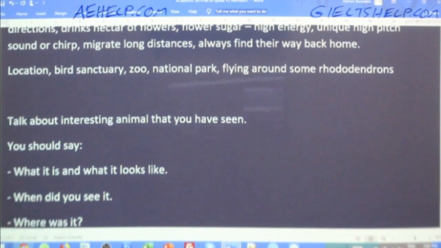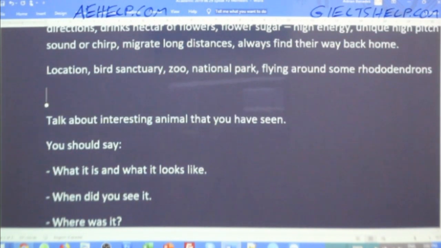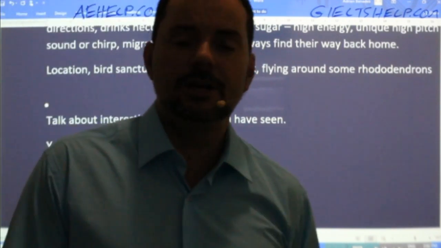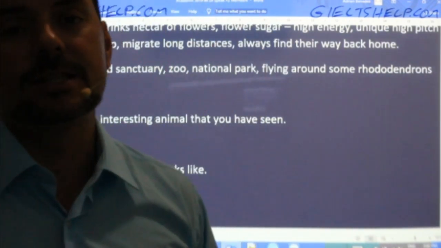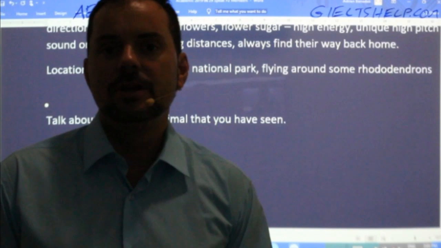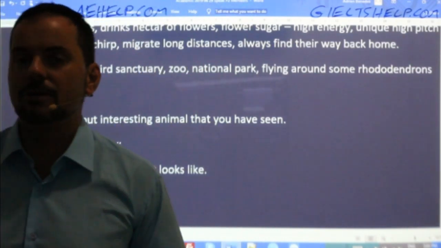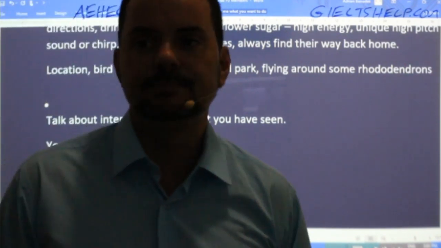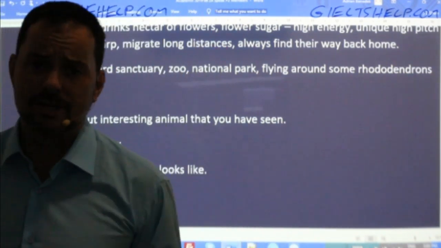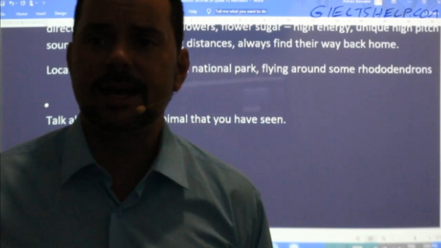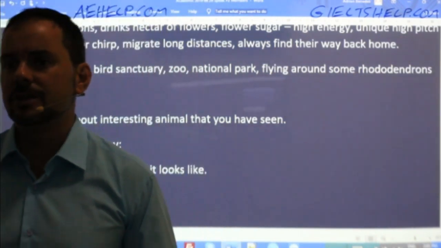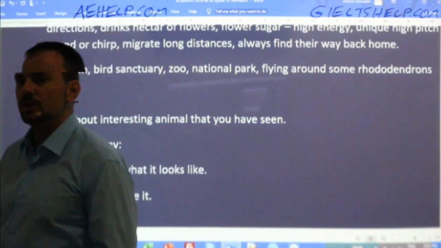What do I need to do before my 1 minute is finished? So I have 1 minute to plan. I identified hummingbird. I thought about its appearance. It's colorful. It's tiny. It's 7 centimeters long. I thought about its behavior. It flies very quickly. It drinks the nectar of flowers. I thought about where I saw it, in front of my house, drinking the flower of a rhododendron. And now I need my first sentence.